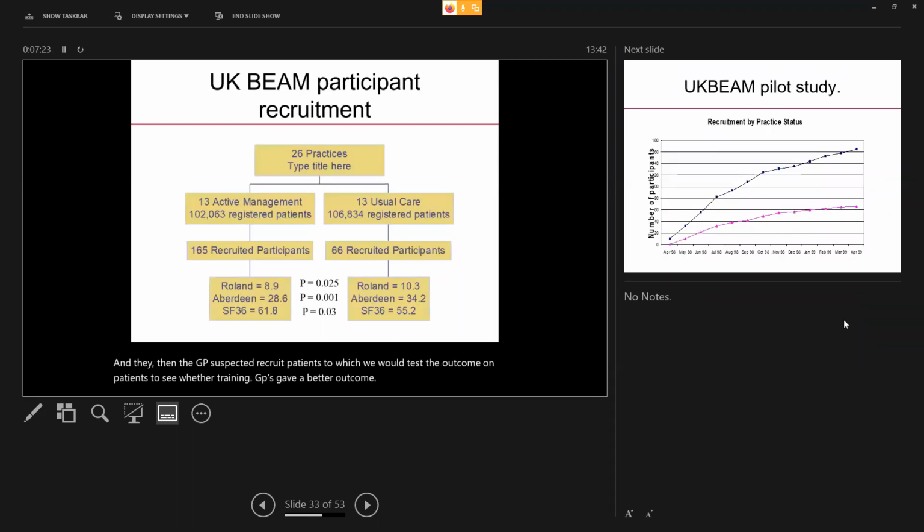Here we go. So we've got 26 practices, 13 were randomized to each group. They're pretty balanced on size. But if you look at how many they recruited, you can see that in the intervention group, 165, more than double that were recruited in the control group. This is, in hindsight, perfectly obvious as to why it happened, because we've trained GPs to identify and manage back pain, and so they would identify more patients. It's almost obvious that they would do so.